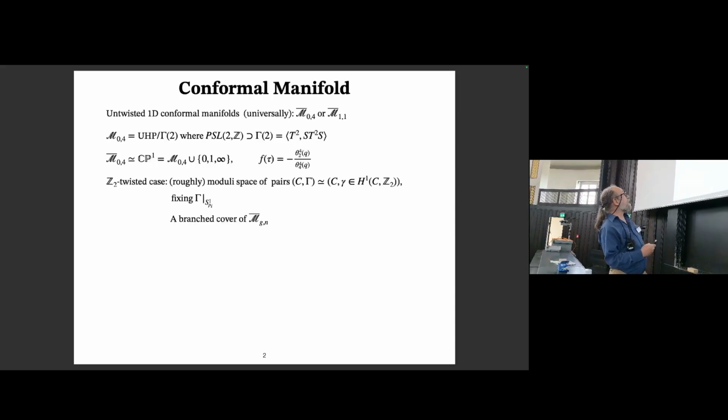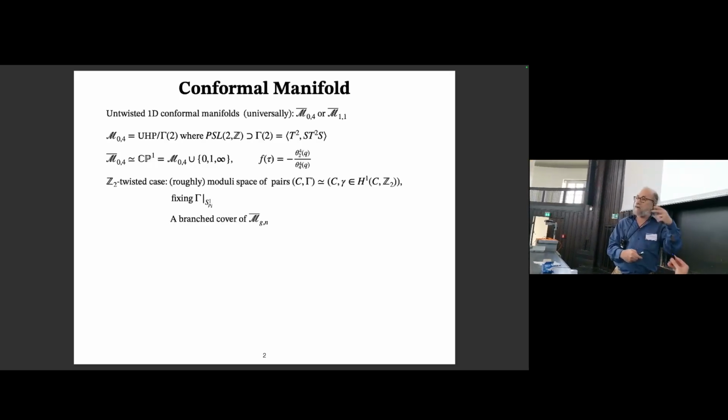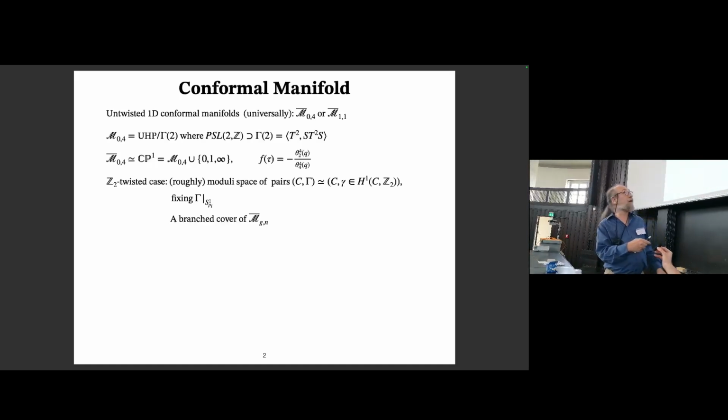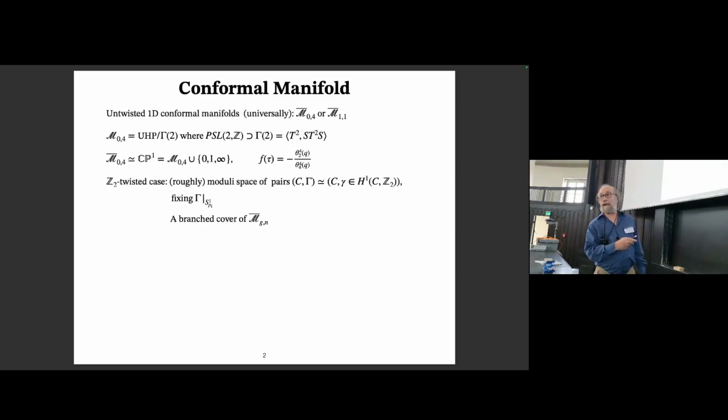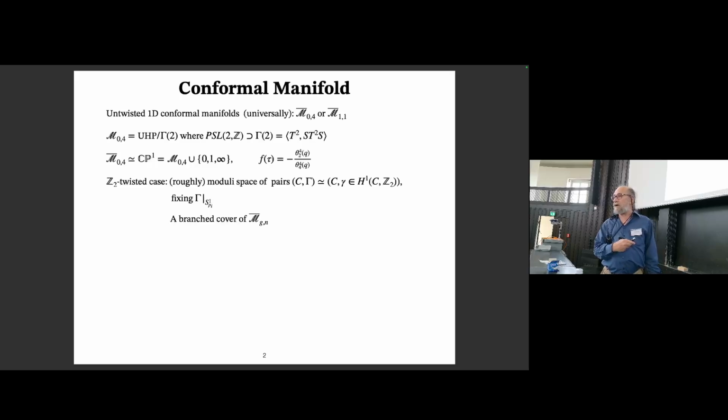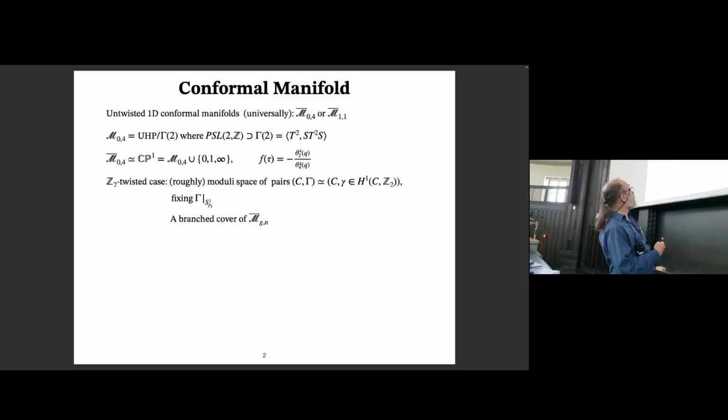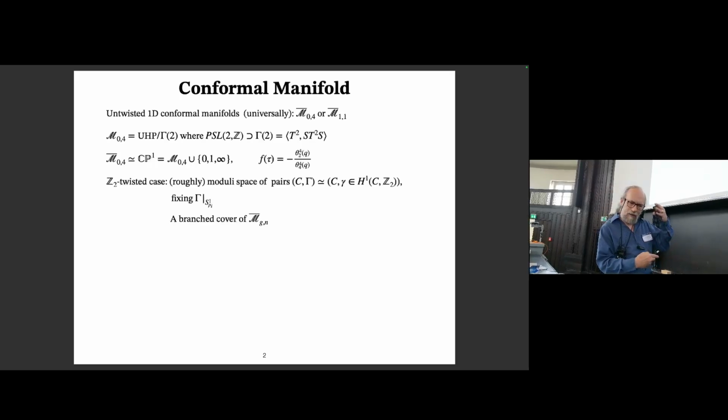Indeed. In the Z2 twisted case, roughly speaking, we're interested in the moduli space of pairs consisting of this punctured Riemann surface and a Z2 principal bundle on it, or equivalently, this punctured Riemann surface and an element of H1 of the curve with Z2 coefficients. A non-zero element of H1, right? But there are a few caveats.